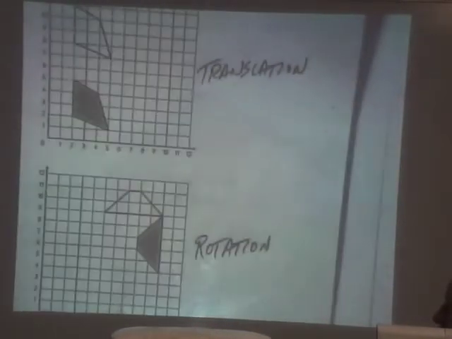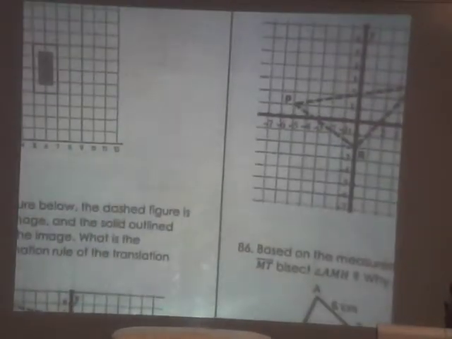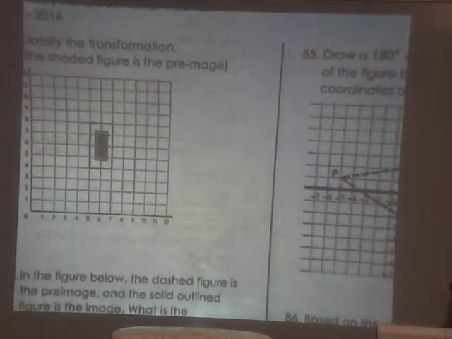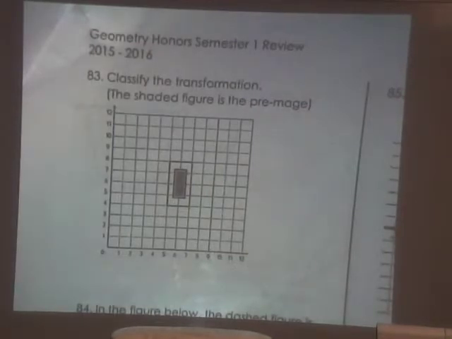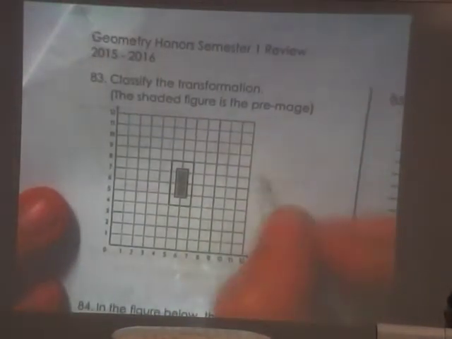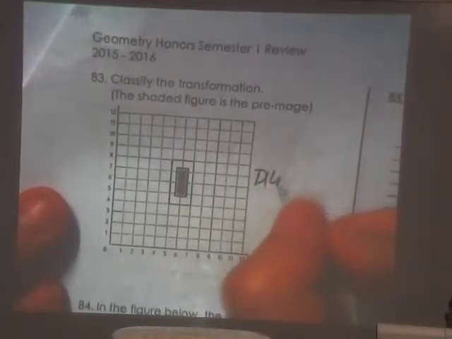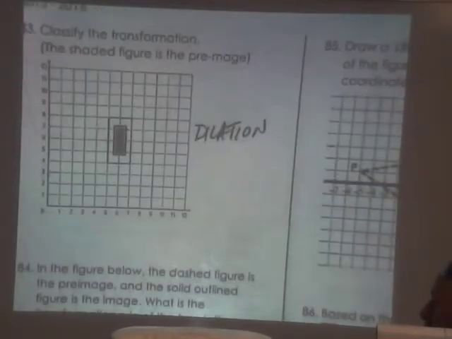All right, any questions on those three? Reflection, translation, and rotation. All right, 83. Classify the transformation. The shaded region is the pre-image. That looks like a dilation. It's a dilation, right? It's an enlargement. Looks like a Pez dispenser, well, it looks like the candy part. All right, dilation, number 84.